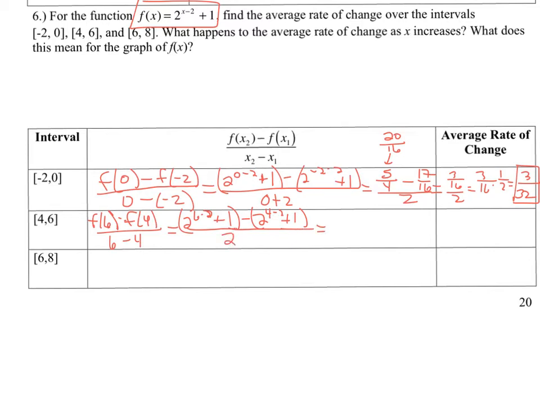So in the top, we have 2 to the 4th power plus 1 minus 2 to the 2nd power plus 1. Well, 2 to the 4th is 16 plus 1 is 17. 2 squared is 4 plus 1 is 5. So we get 12 divided by 2, or 6.